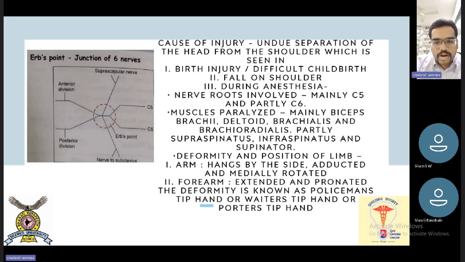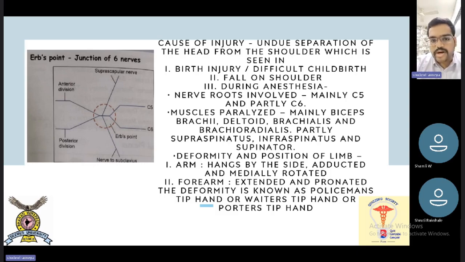Now I'd like to talk about the diagram. In the diagram, if you see, there is an Erb's point, which is made as a junction of 6 nerves or 6 nerve root values: the suprascapular nerve, C5, C6, the Erb's point, nerve to subclavius, anterior division, and the posterior division.